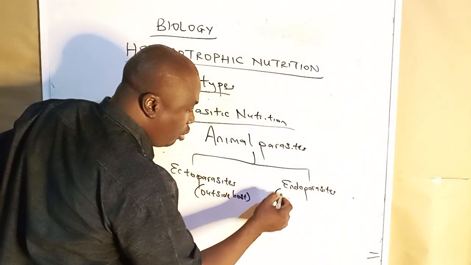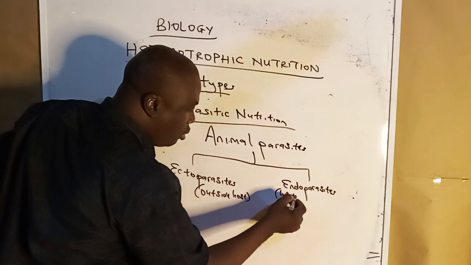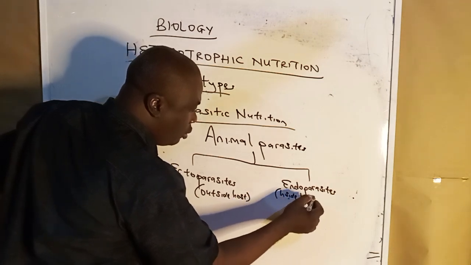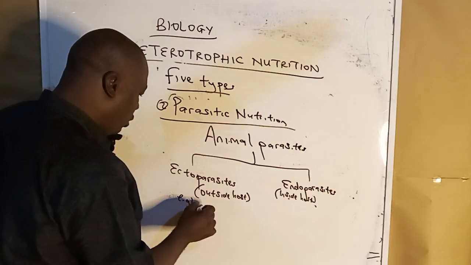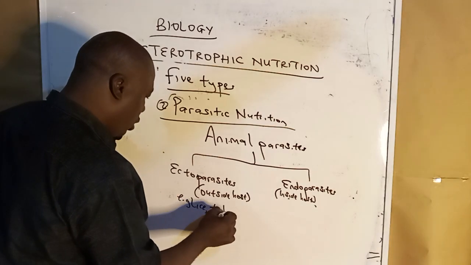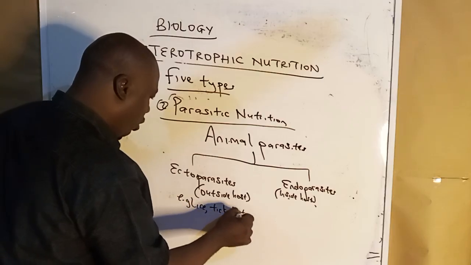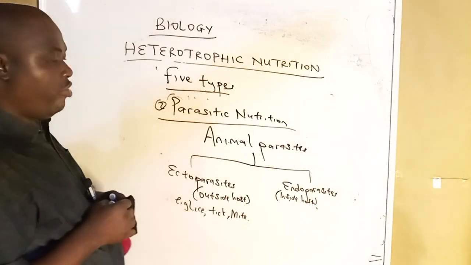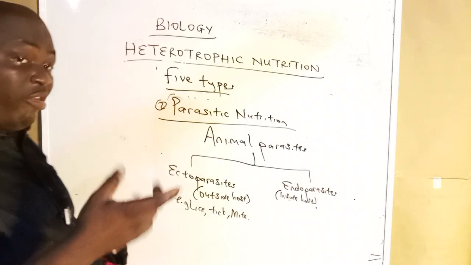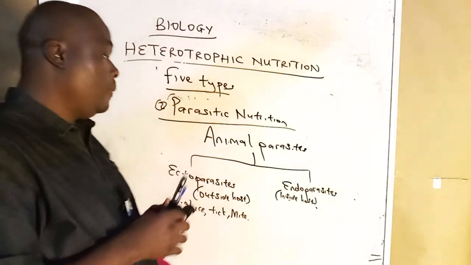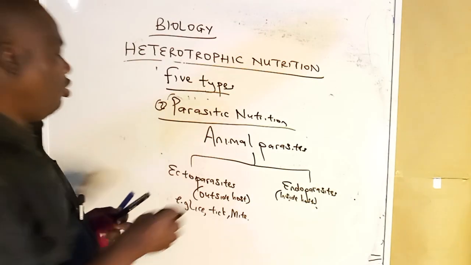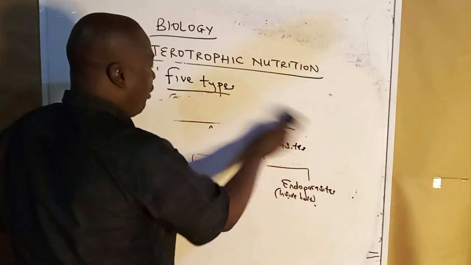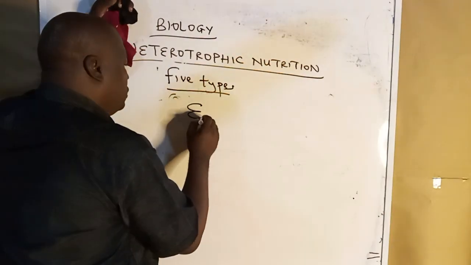These ones live inside the host. For example, we have lice, we have ticks, we have mites. Can you see that? Ticks that are on dogs, you have lice. The endoparasites live inside the host. Endoparasites live inside the host. And I can find endoparasites now.